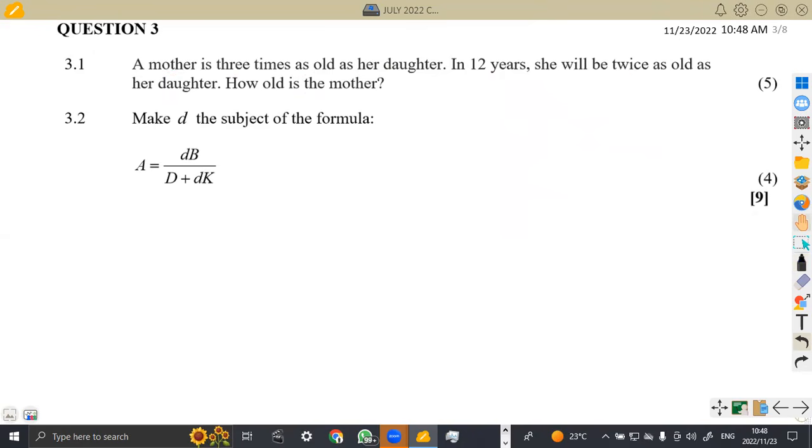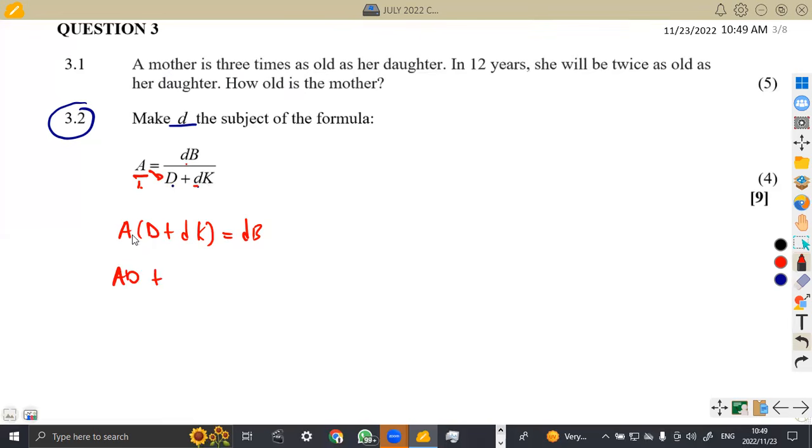Okay, 3.2, we are given a condition whereby we are asked to make D the subject of the formula. We are given an equation. Take note, there are two D's here, the capital letter D and the small letter d. So we want to have the small letter d as the subject of the formula. What's the first thing? We can cross multiply to remove the fractions. So this is going to be a into d plus dk, which is equal to 1 times db, which is db. We can expand brackets: a times d, that's ad, plus a times dk, that's adk.